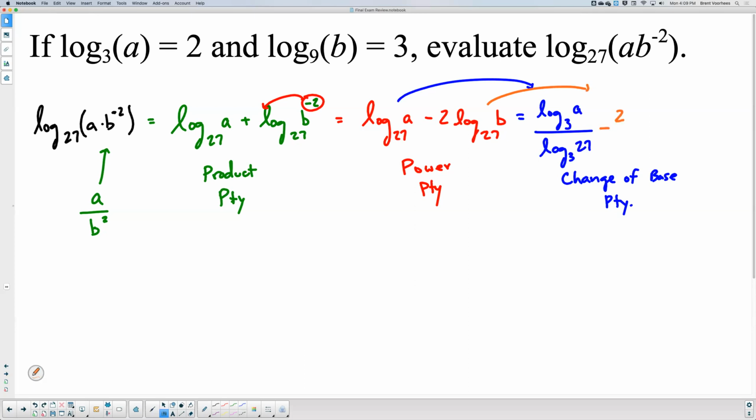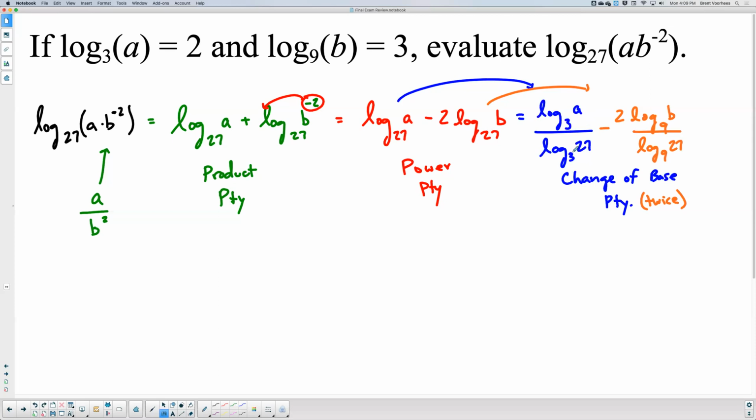It's going to be -2. And I need this log to be base of 9. So I'm going to say log, instead of 27, 9 of B divided by log 9 of 27. Notice it's now a log of B divided by a log of 27. You can pick your base. I chose base 9 because that's what I need here. That was a change of base property twice.